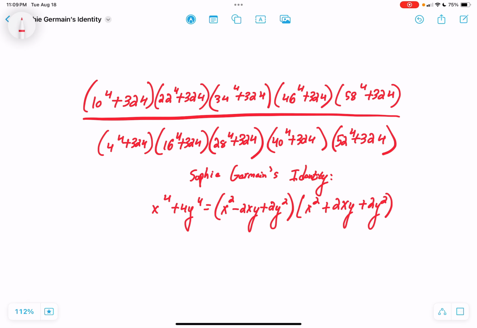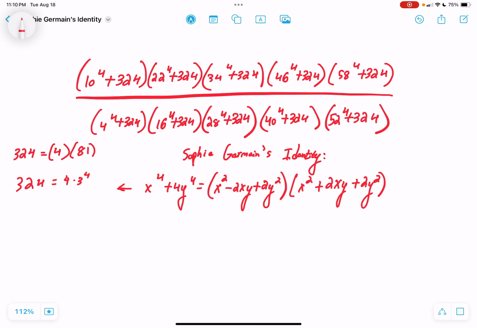Well, what's special about 324? Well, one thing is that I can rewrite 324 as being equal to 4 times 81. But if you know your powers well, 81 is equal to 3 to the fourth power. So I can say that 324 equals 4 times 3 to the fourth power. This looks very similar to what I have here, where my y is equal to 3. So what if I just generalize, right, and say x to the fourth plus 4 times 3 to the fourth.